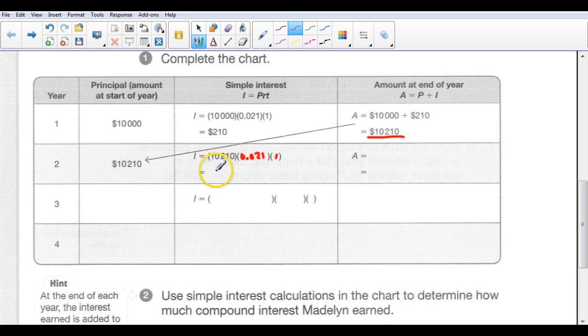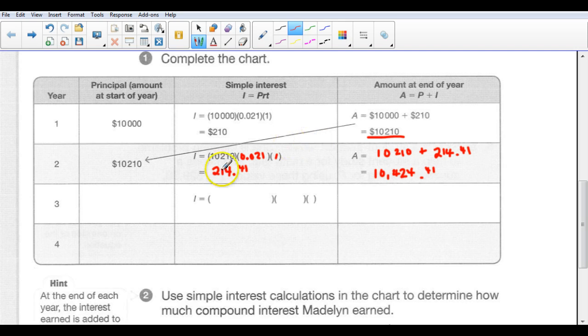So now this answer comes out to she's earned $214.41. So now, at the end of year 2, she's got what she started with at the beginning of year 2, which is $10,210, plus the interest that she earned on that 10,210, which is $214.41, which means at the end of year 2, she has $10,424.41. Okay?